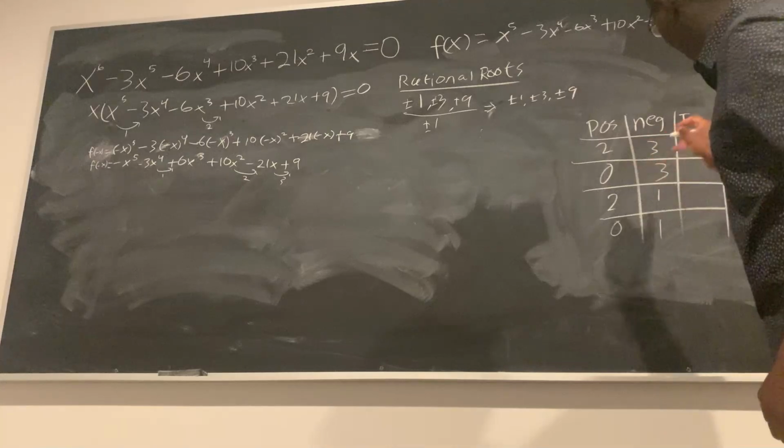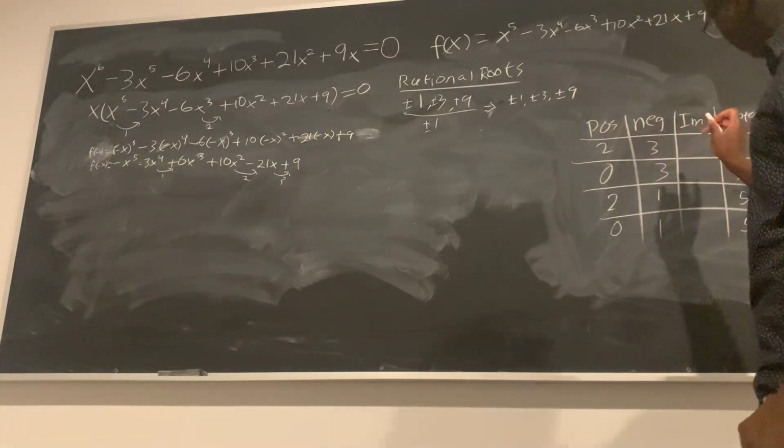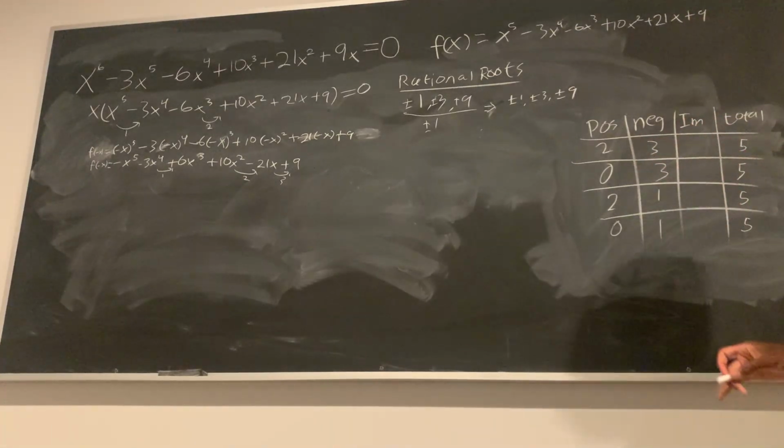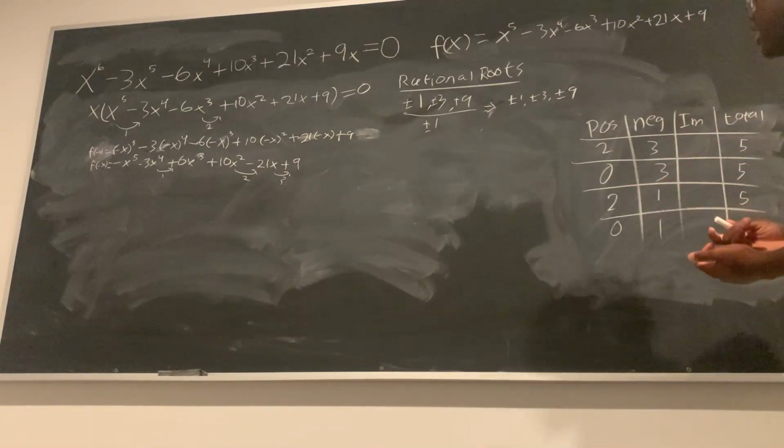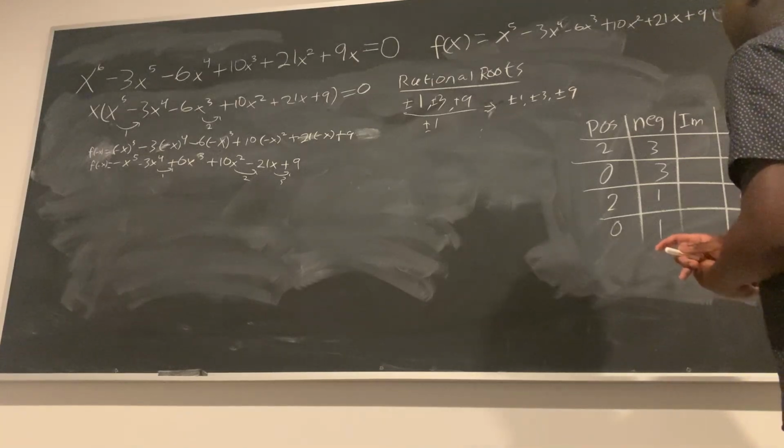And now what we're going to do, we're going to find how many possible imaginary roots we could have. And while this might not seem useful, it's just important to keep in mind so you know if you're not finding any zeros, that's why.